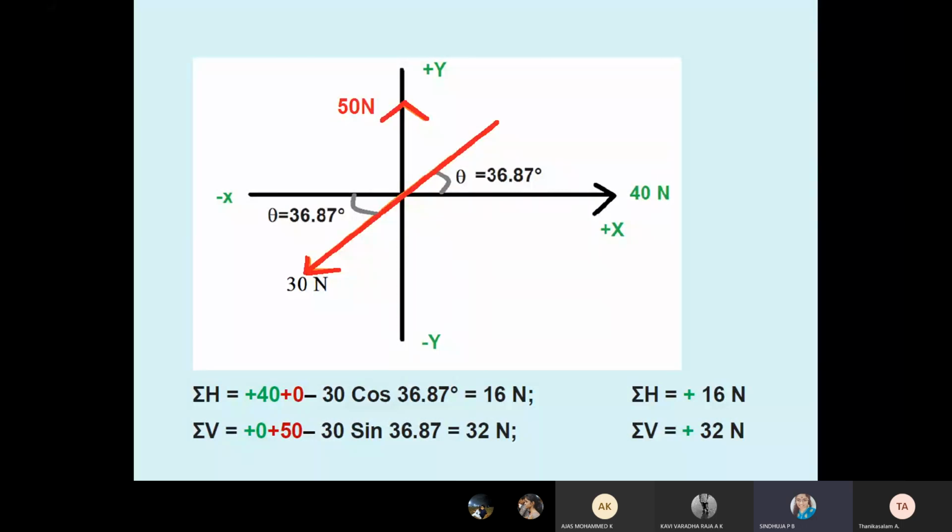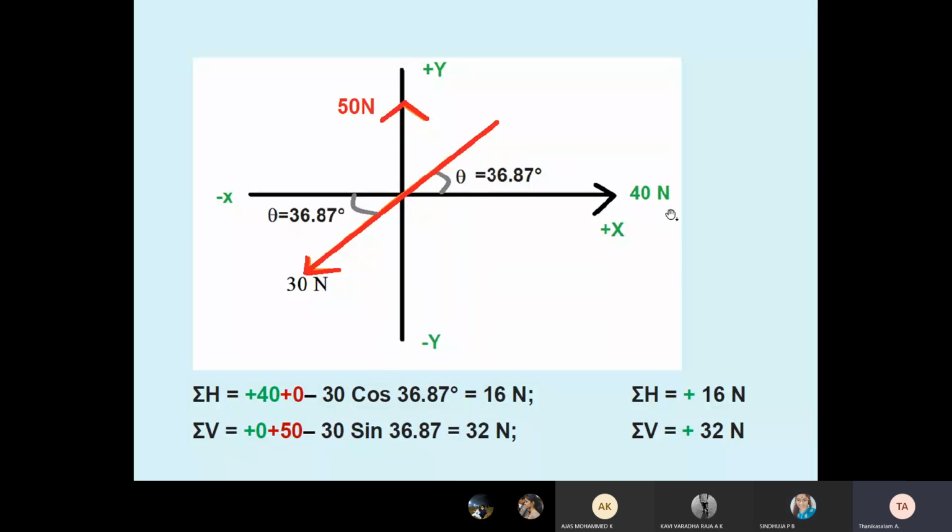Actually, 40 Newton is given on the x-axis, and it is horizontal. So summation of H is equal to, and it is positive, so plus 40. In horizontal there is no force on the y-axis angle, so plus 40 plus 0. And the 30 Newton is on the minus x-axis, so minus 30, and the angle is on the x-axis, so cos 36.87 degrees. Then for the vertical side, y-axis is positive, so 0 plus 50, and the angle is on the x-axis, so minus 30 sin 36.87 is equal to 32 Newton.